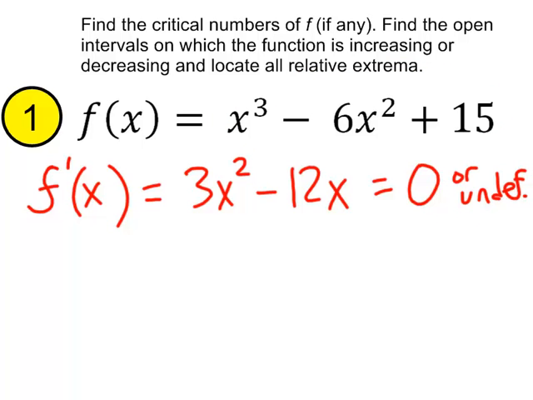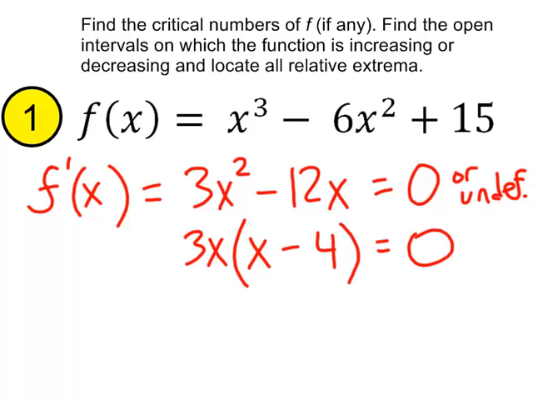Let's factor out the greatest common factor, which is 3x. And that means that inside this parentheses goes an x minus 4. And that means that x equals 0 or x equals 4. And these are our critical numbers.